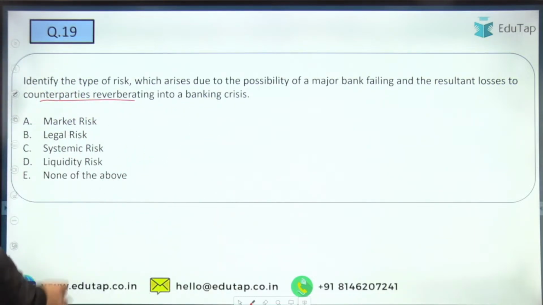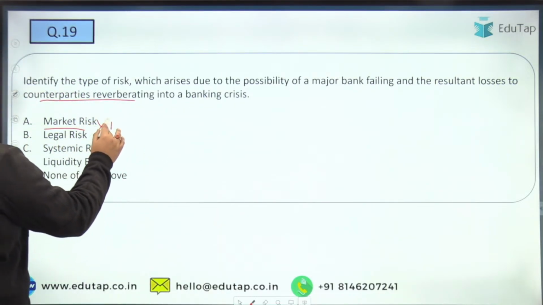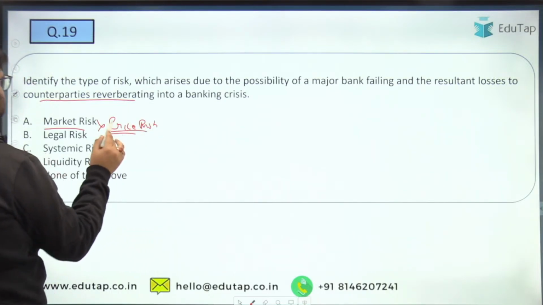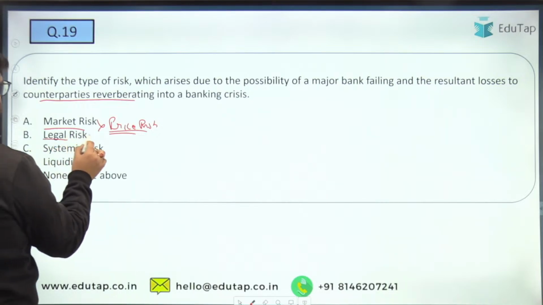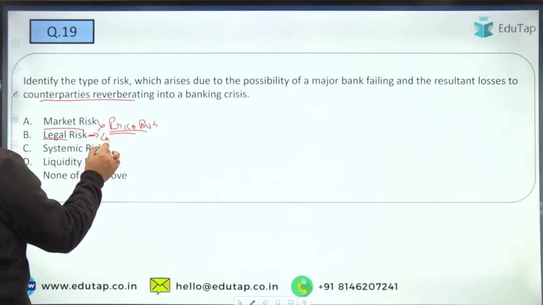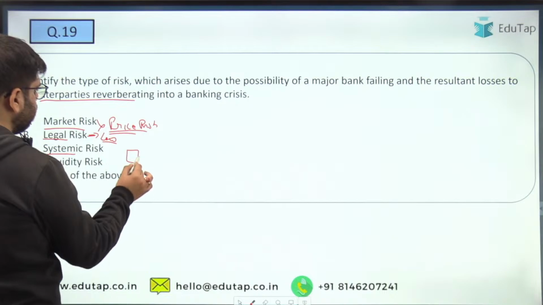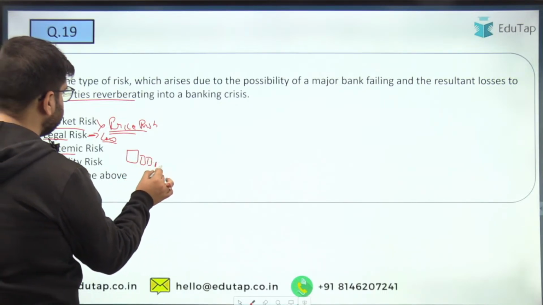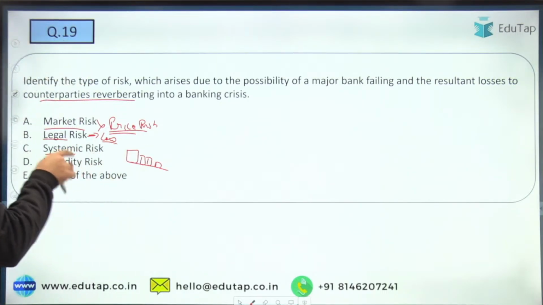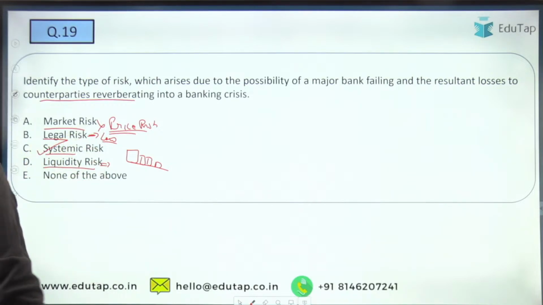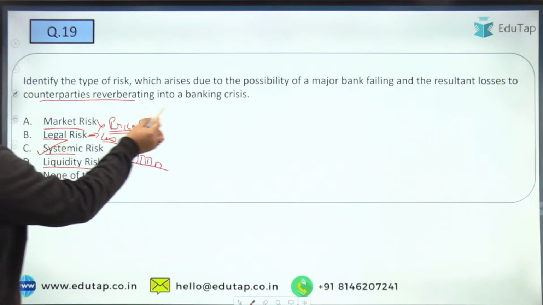Which type of risk arises when the possibility of a major bank failing results in losses to counterparties, reverberating into multiple banking crises? Market risk is not your answer. Market risk is basically known as price risk. When commodity prices collapse, it's known as market risk. Legal risk is based on the law of the land. If you are not following any law, the government will definitely penalize you. Systemic risk is like if one big institution falls, then other small institutions will also fall in the impact of that big institution. Liquidity risk means you do not have the money to manage your operations. So the correct answer will be option number C, because it is clearly written that you will go into a banking crisis.